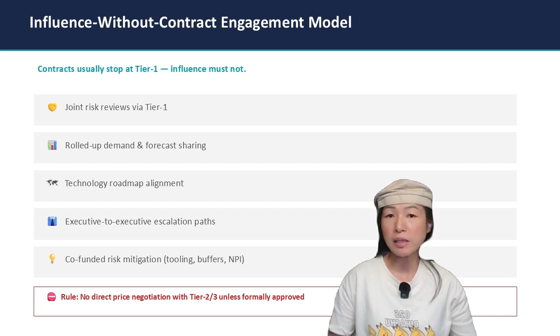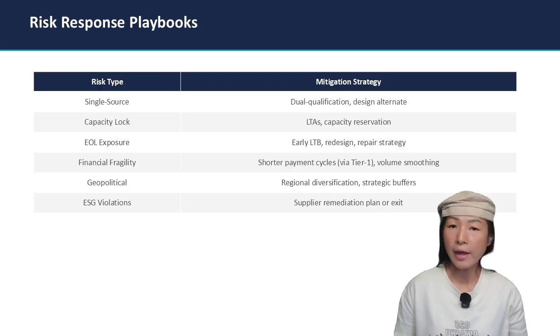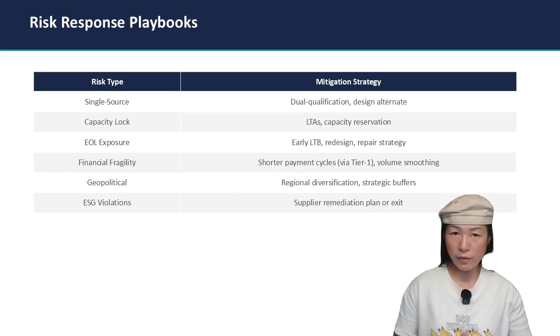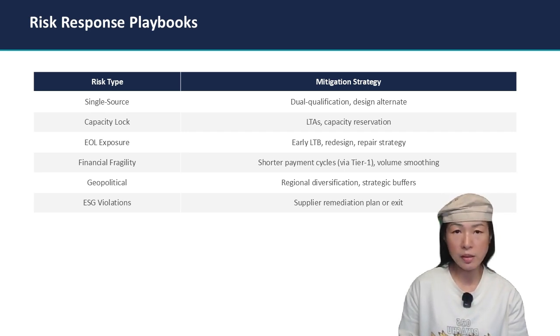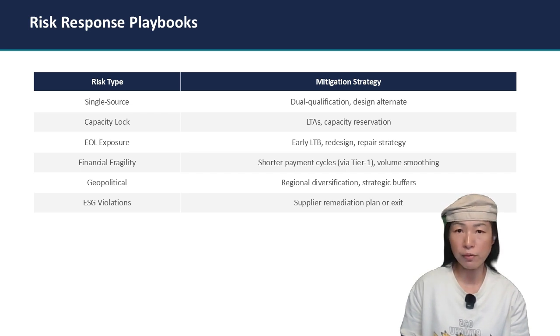No direct price negotiation with Tier 2, Tier 3 unless formally approved by the Governance Council. This protects the Tier 1 relationship while extending your risk management reach. Every identified risk needs a predefined response, not an ad hoc reaction. This playbook maps the 6 most common Tier 2, Tier 3 risk types to their standard mitigation strategies.